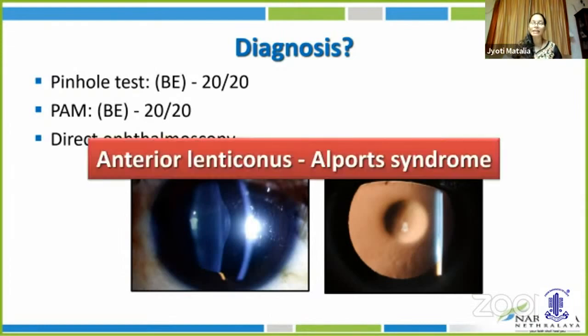The patient had an anterior lenticonus. And when we asked about the history of hematuria, it was present. Basically, it was Alport syndrome.